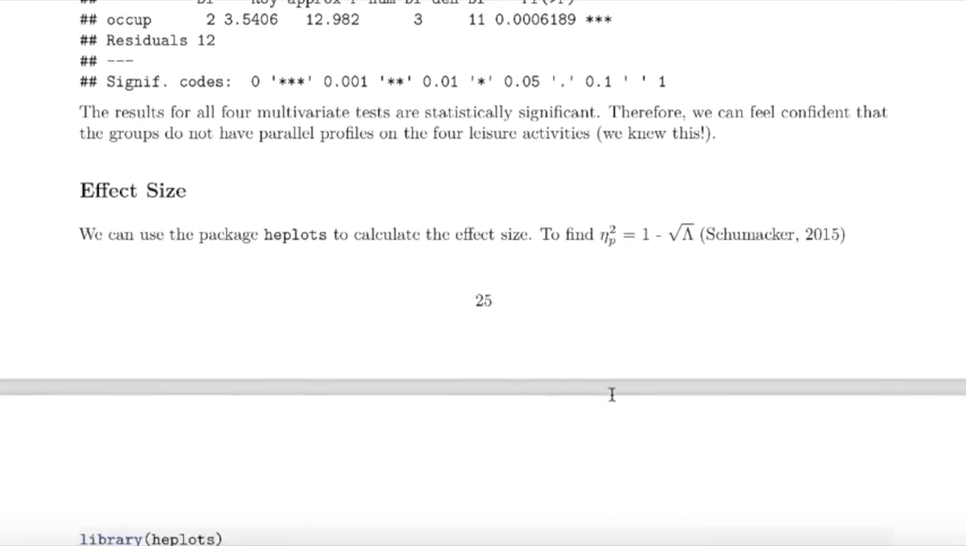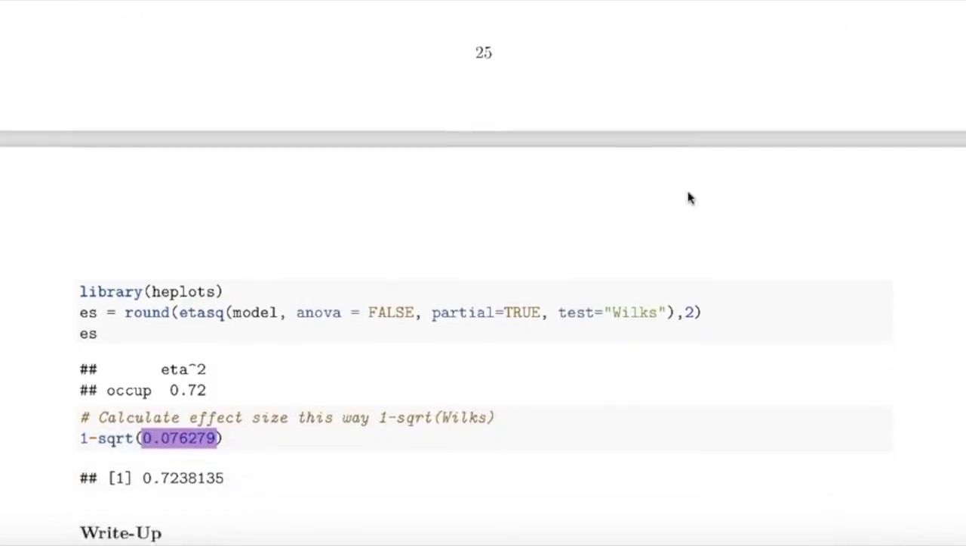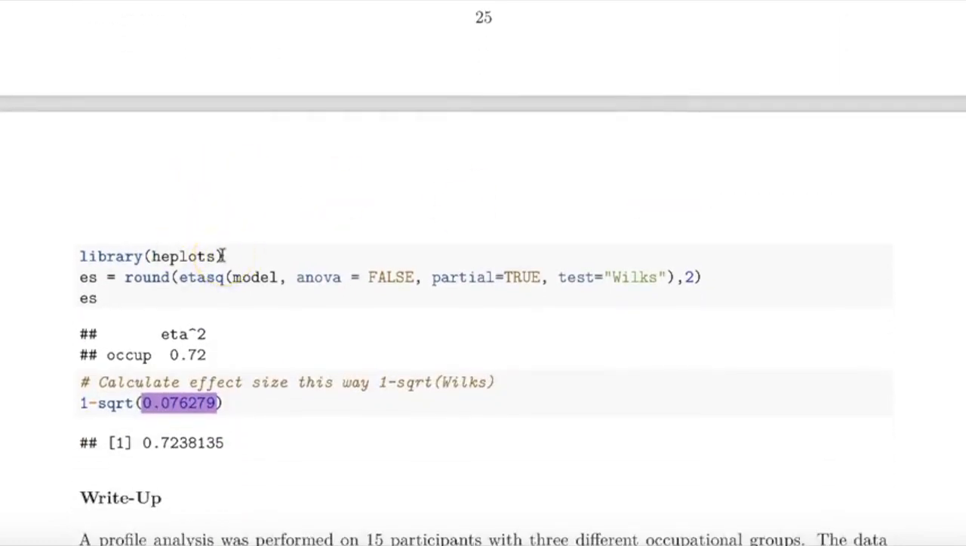The next thing I did was to calculate the effect size. So for profile analysis, we're not going to be able to just pull Pillai out of R or the output that we already created. We actually have to follow this formula: 1 minus the square root of Wilks lambda. And I just put lambda there, but I'm referring to Wilks lambda. You can also use the heplots package. So I'm going to store everything in ES. I'm going to round it to 2 digits just to make my output cleaner.